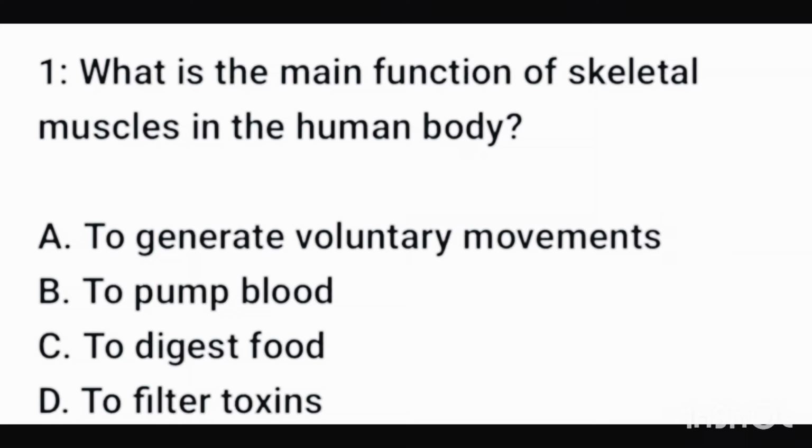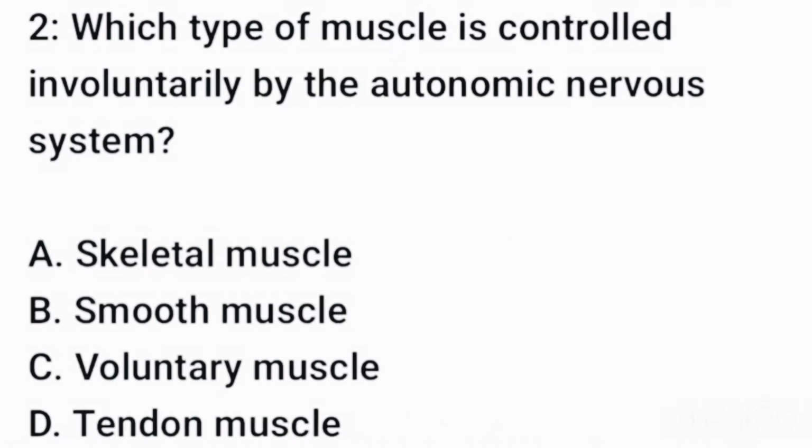What is the main function of skeletal muscle in the human body? So option A is correct, to generate voluntary movements. Question number 2. Which type of muscle is controlled involuntarily by the autonomic nervous system? Here correct option is option B, smooth muscle.